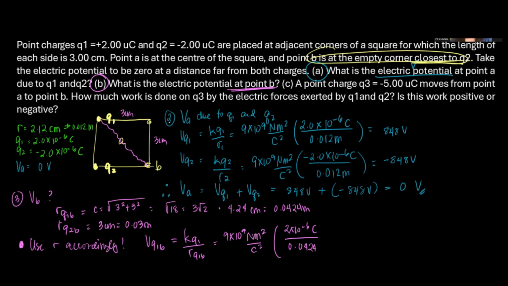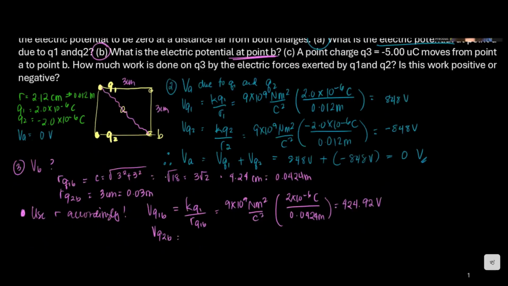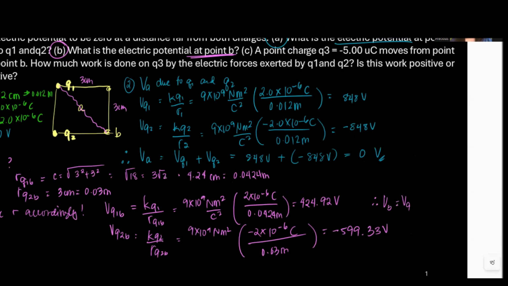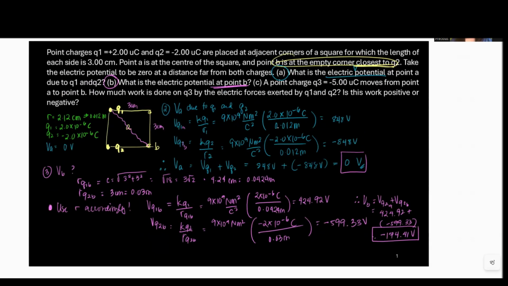Now, applying the formulae, we have KQ1 over R1 and KQ2 over R2, both for our Q1 and Q2. But this time, referring or focusing on our point B. Summation of this, VB, would just be equal to VQ1B plus VQ2B. Unlike our VA, we have negative 194.